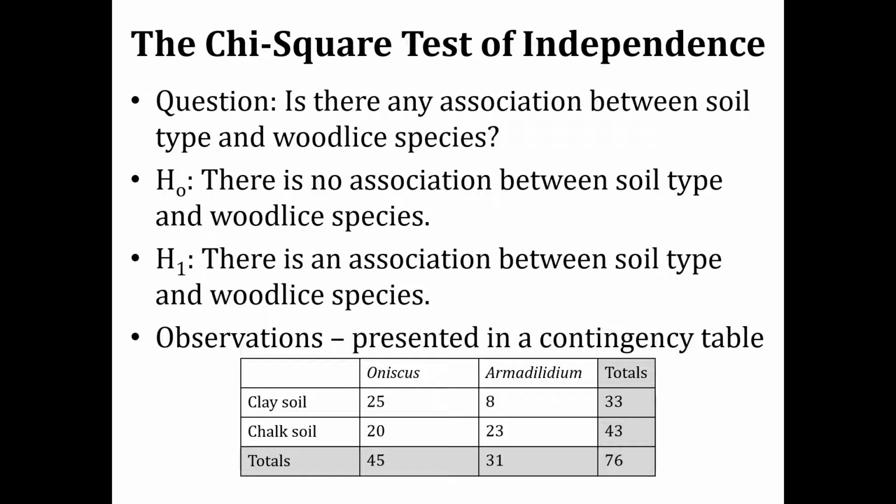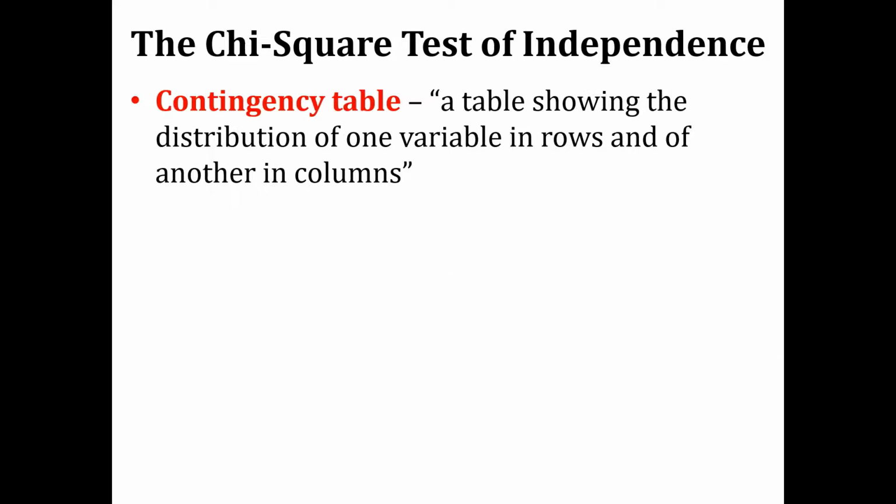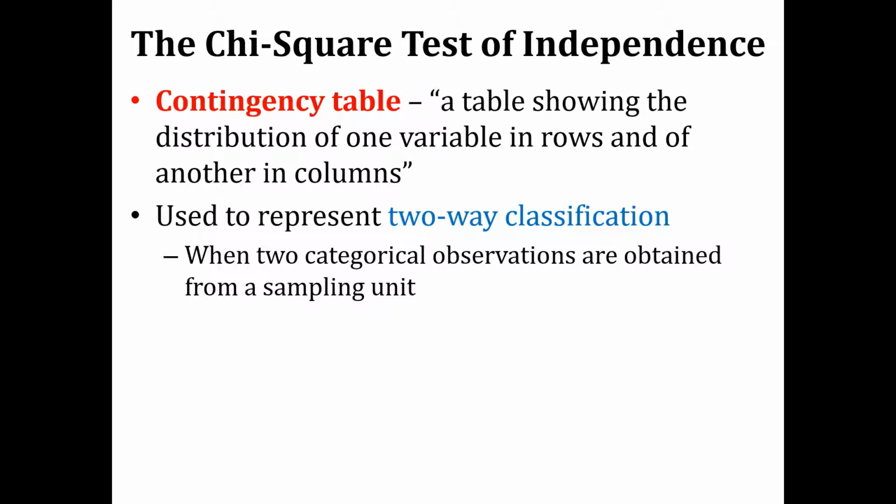So what is meant by a contingency table? A contingency table is a table that shows the distribution of one variable in rows and of another in columns. It is used to represent two-way classification. What is meant by a two-way classification? A two-way classification is when two categorical observations are obtained from a sampling unit. So each observation in a contingency table represents two variables at a time, right?